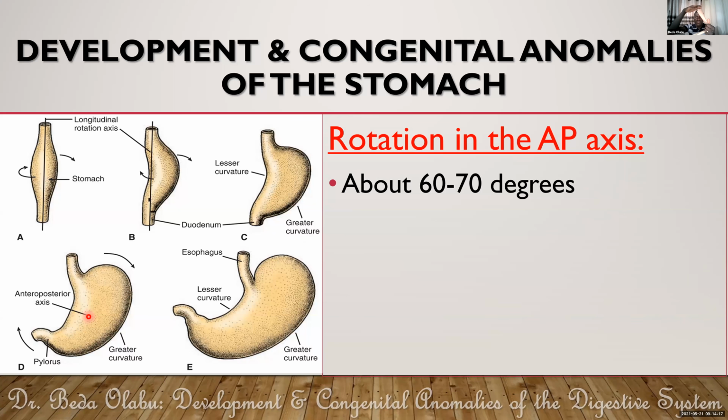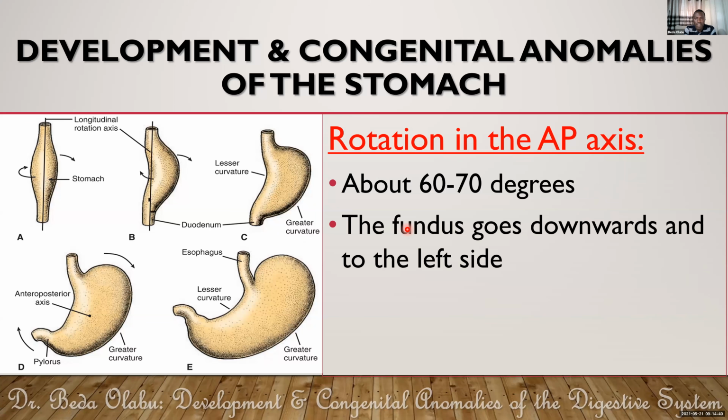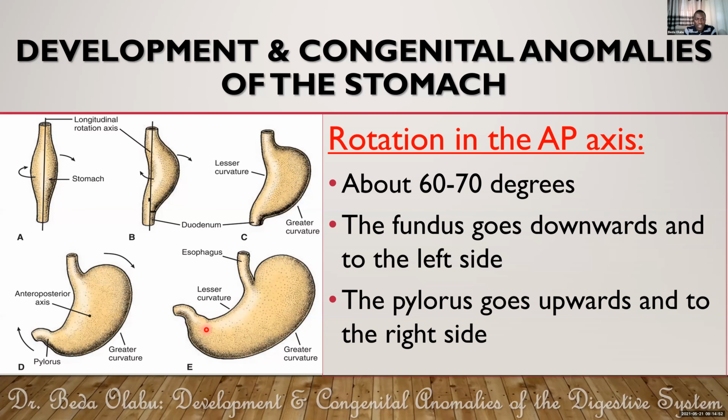so that the fundus, this part that continues with the esophagus, goes down and to the left, while the pylorus, this part that is going to the duodenum, is going up and to the right. So the implication of rotation in the anteroposterior axis is that the fundus goes downwards and to the left side, as we can see in this image, while the pylorus goes upwards and to the right, as we can see again in these two last images. That is stomach development.